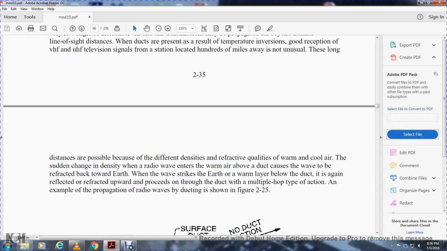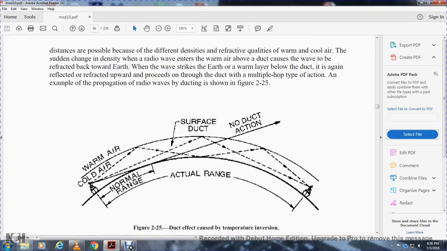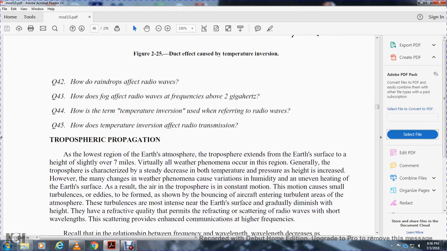An example of radio wave propagation by ducting is shown in figure 225. Figure 225 shows the duct effect caused by the temperature inversion: warm air, cold air, normal atmosphere, duct action range, surface duct, no duct action.